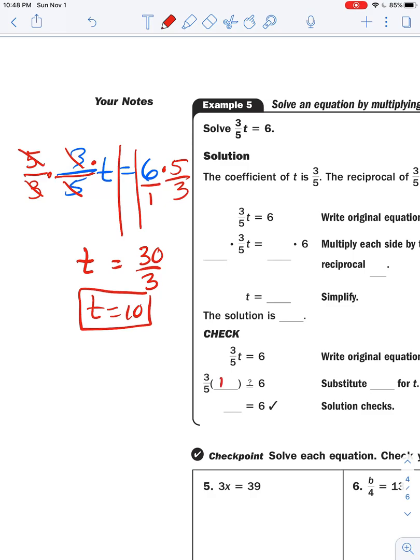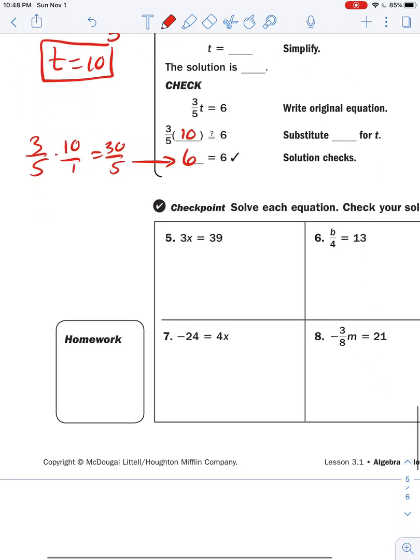And then I'm supposed to check my answer, so I would grab my calculator and I would take 3/5 times 10, and when you do that, you're going to get 6, because 3/5 times 10, which is over 1, would be 30 over 5, so 6.